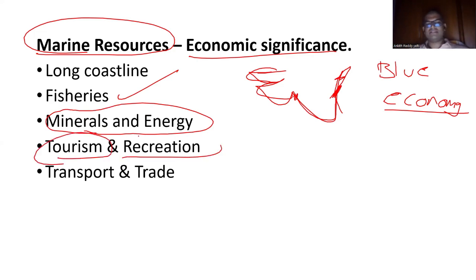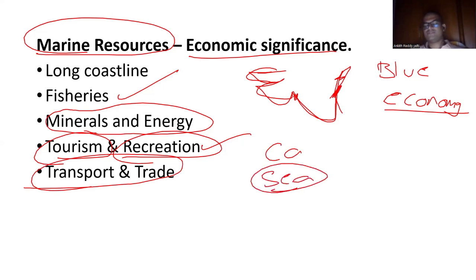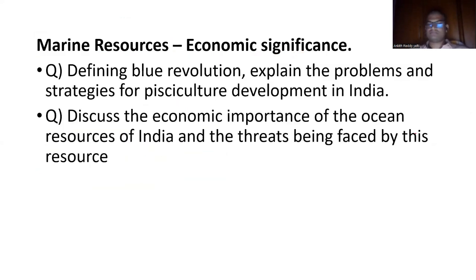Tourism and recreation. Since it has a long coastline, you have fine beaches on both the western and eastern coastal plains, which attract tourism. And transport and trade. You know the world's major trade is done through sea routes, by ships. Nine states of India have a coastline, and most of them are industrially rich states, so they can export to the international market. So this is the potential of our coastline.